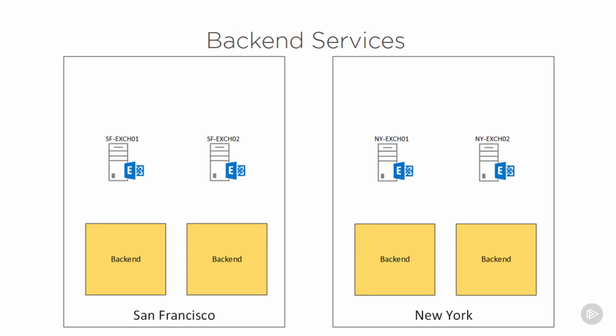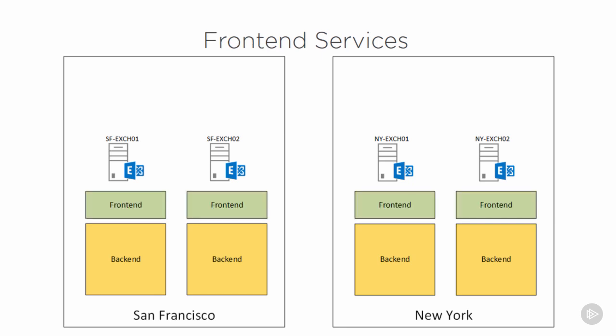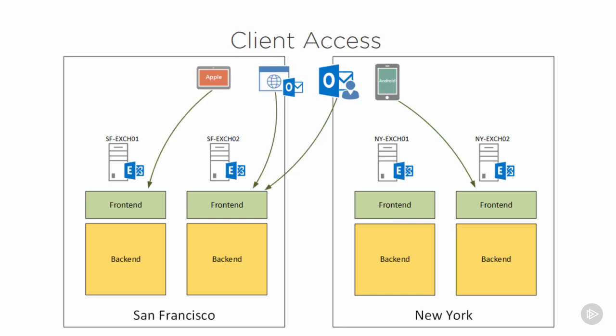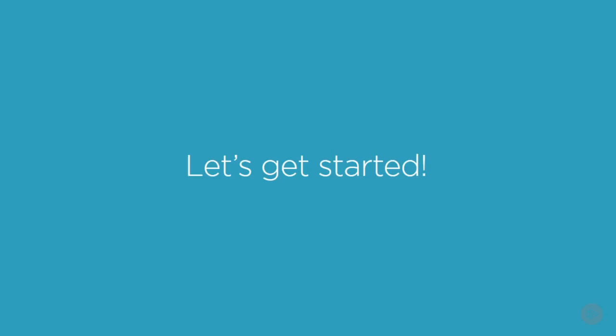And we're not going to talk too much about that for the rest of this course. Instead, we're going to focus on the front-end services. The front-end services provide client access. That's where mobile devices and Outlook clients and web browsers connect to access user mailboxes and calendars. So let's get started.